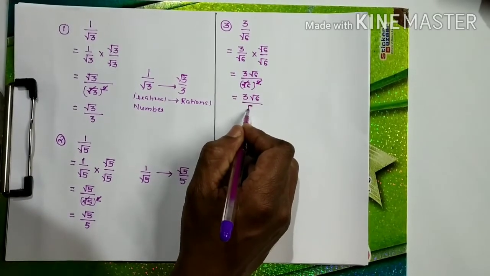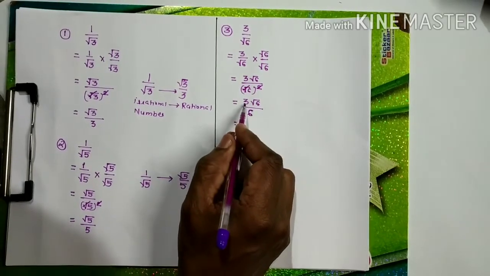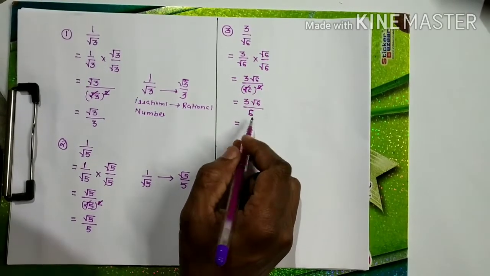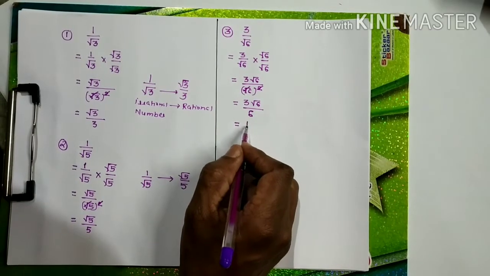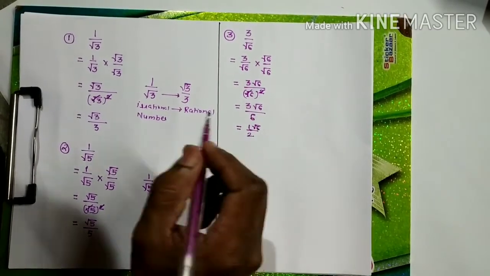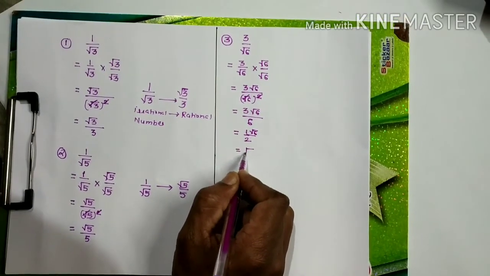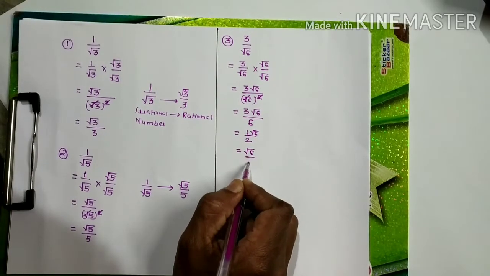So what remains? 6. The next step is 3 divided by 6. What is the answer? 1 upon 2. So this will become root 6. So 1 multiplied by root 6 is root 6, divided by 2.